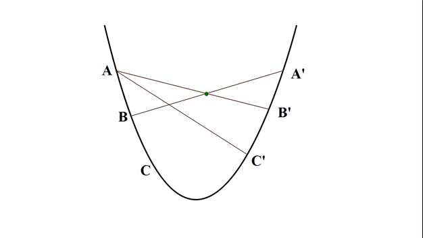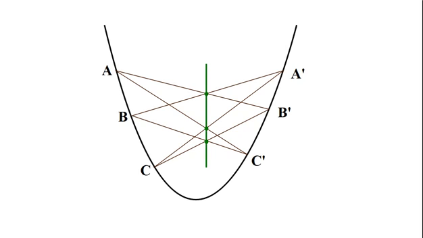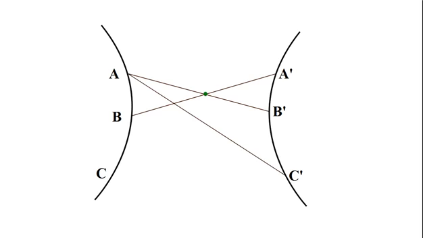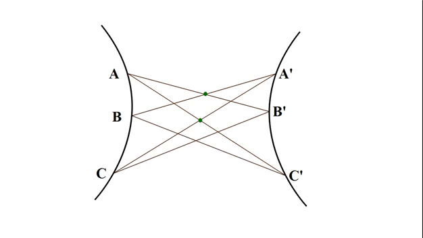Let's get a little creative. We'll take a parabola, we'll draw 6 different points, and we'll connect the same lines that we've been connecting. Once again, we found that the 3 points of intersection are going to be on the same line. If you really want to be daring, our final example will be with the hyperbola. We'll pick 6 different points and connect the relevant pairs of lines. And almost like magic, these 3 green dots are on the same line.